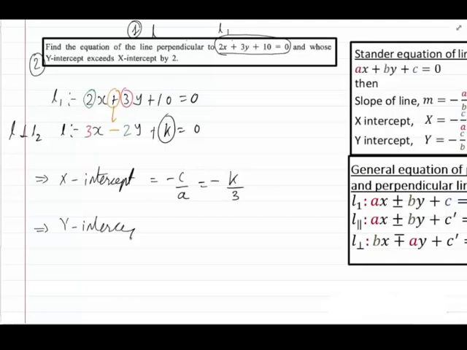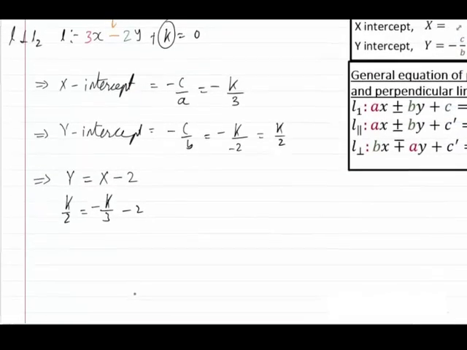And the y-intercept, which is given by minus c by b, or we can say minus the constant term upon the coefficient of y, which is minus 2. We can say k by 2, right? Okay. In the question, it is given that the y-intercept exceeds the x-intercept by 2. So we can say the y-intercept must be equal to the x-intercept minus 2, right? Let's place the values of the x-intercept and y-intercept. The y-intercept is k by 2 and the x-intercept is minus k by 3, minus 2, right?